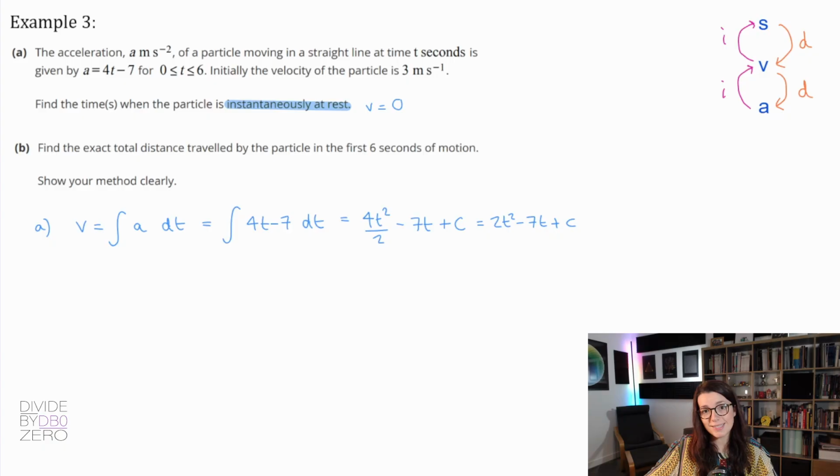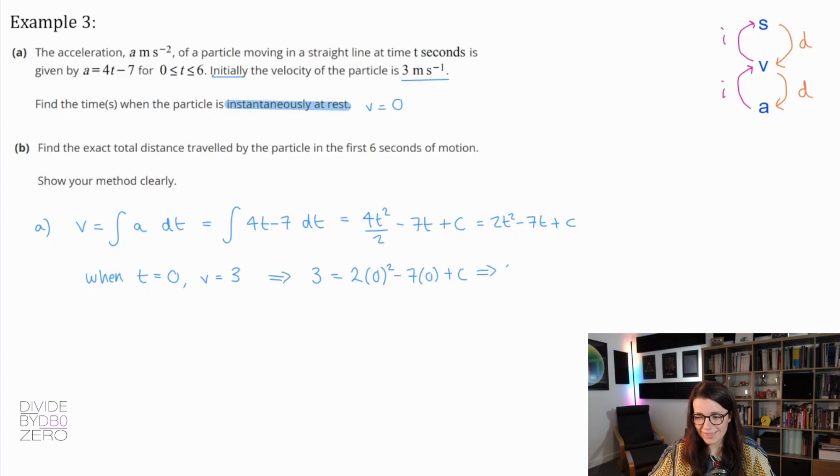Now, in terms of finding that constant of integration, we are told that initially the velocity is 3. So we can say when t is 0 at the start, v is 3. Therefore, 3 equals, and then sub in 0 for time. That will tell you that c is also 3. That means you can now write a full expression for v. So v equals 2t squared minus 7t plus 3.